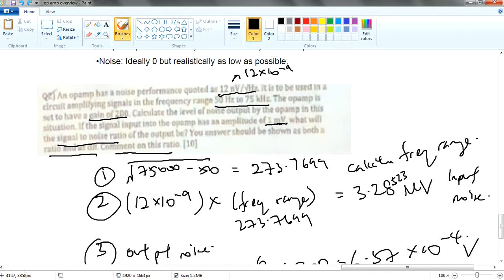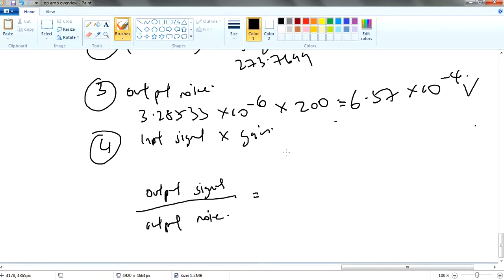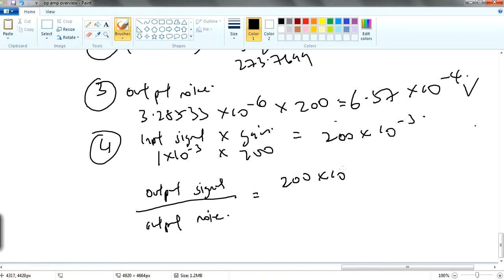Yeah, 1 milliamp is this one, right? This is your input signal. 1 times 10 to the negative 3 times 200, you'll get 200 times 10 to the negative 3. After which I can then compare with my output signal divided by output noise, right?